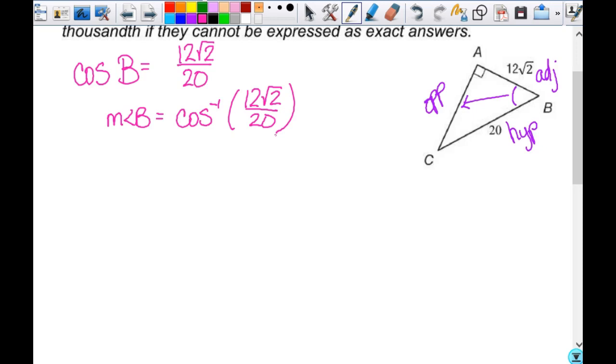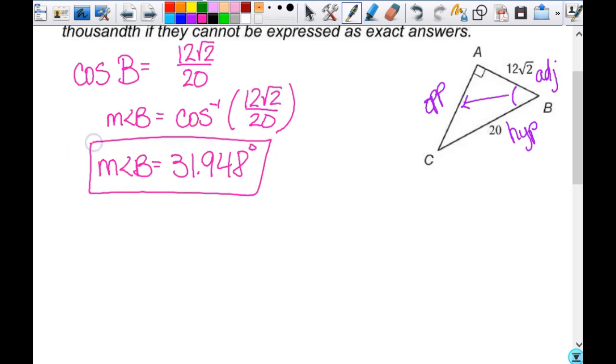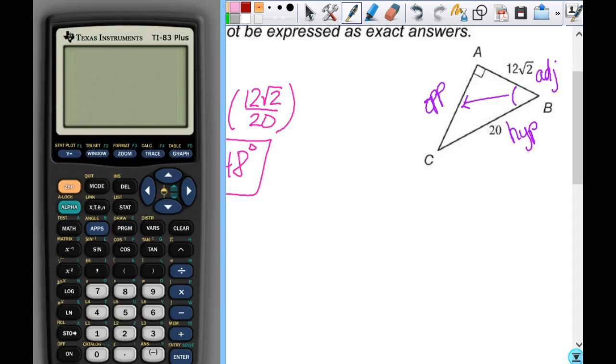All right, anybody having issues? Remember, the calculator is only as accurate and as intelligent as the person pushing the buttons. So think about what you're doing. If you got a number, then we're good. So measure of angle B equals what? 0.948 degrees. Okay? We're good.